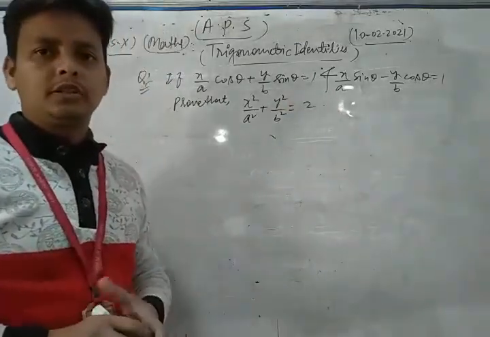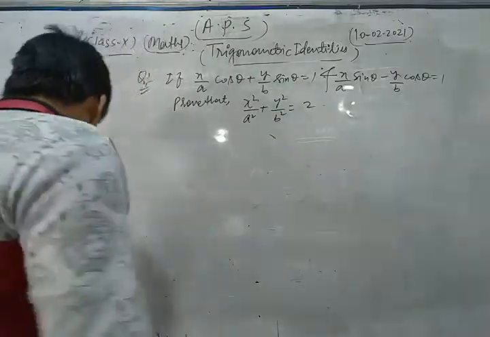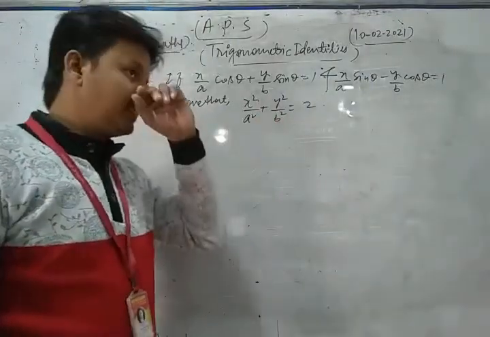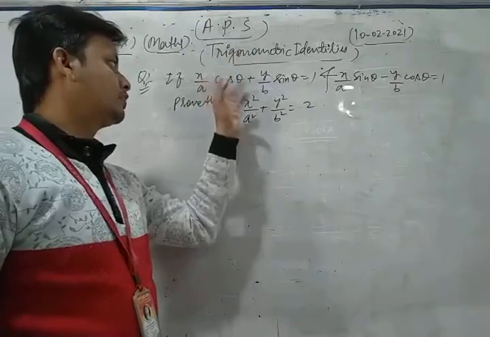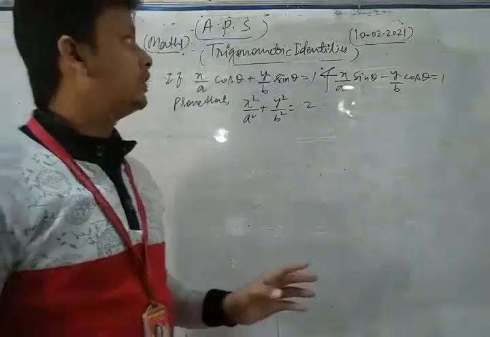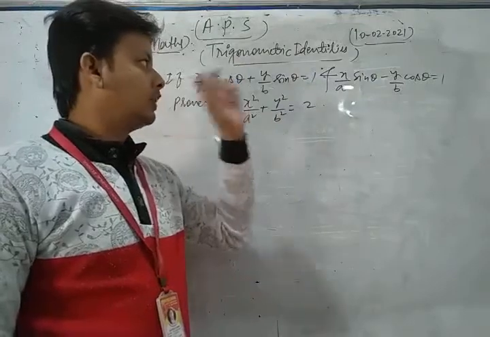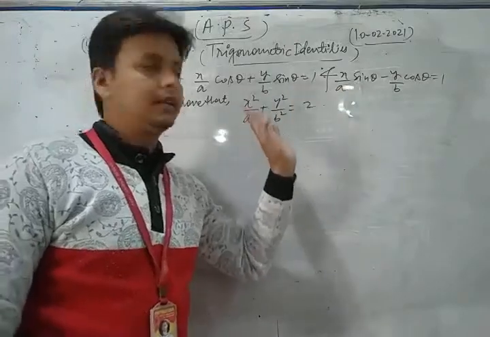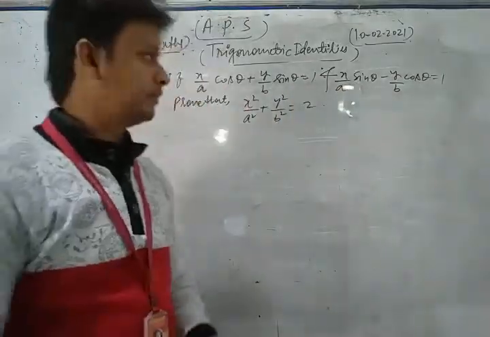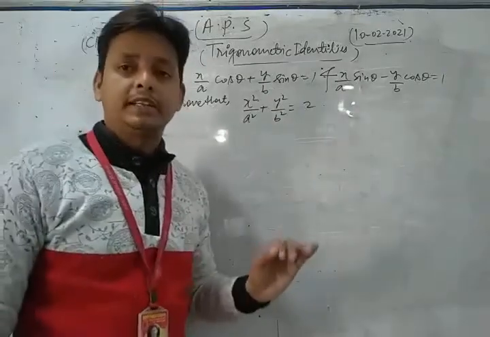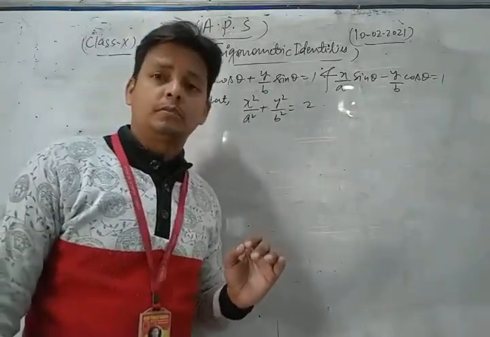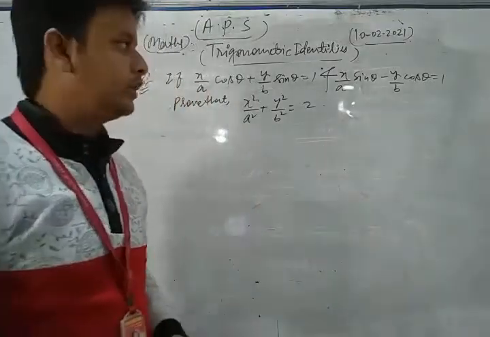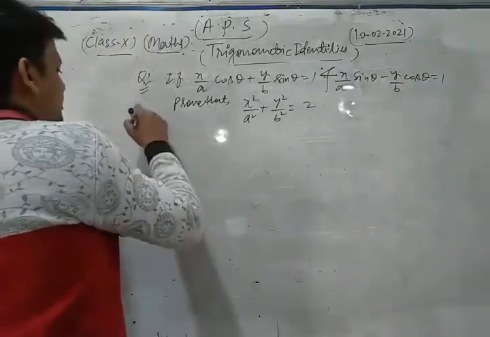Okay, dear friend, this is the question here. This is a very important question of your syllabus. Let's see once more, what is given? In that question we have x upon a cos theta plus y upon b sin theta is equal to 1, and x upon a sin theta minus y upon b cos theta is equal to 1. Then we have to show that x square upon a square plus y square upon b square is equal to 2. This is a very important question of your syllabus. Now let's see the process of its solution.